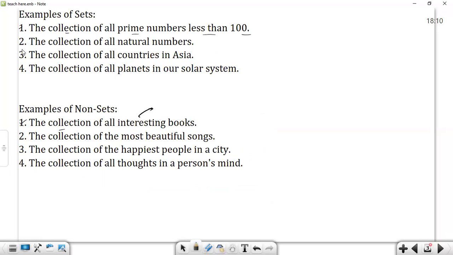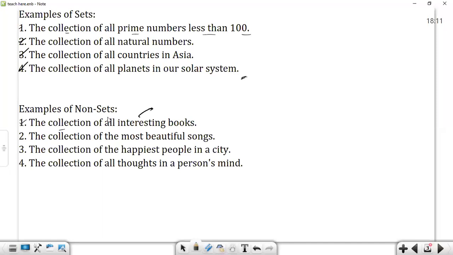So here we can read the examples. Example number 2, the collection of all natural numbers. Whichever natural numbers we write in a set, it is very sure that every number will belong to this collection, and that's why this collection is known as a set. Third example, the collection of all countries in Asia. All countries in Asia are well defined and specified, so this is also a set. The collection of all planets in our solar system is also well defined.